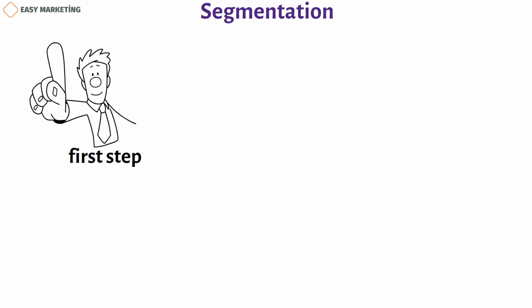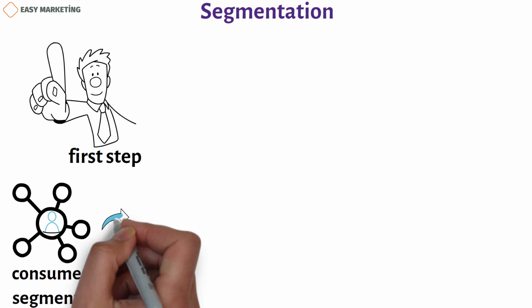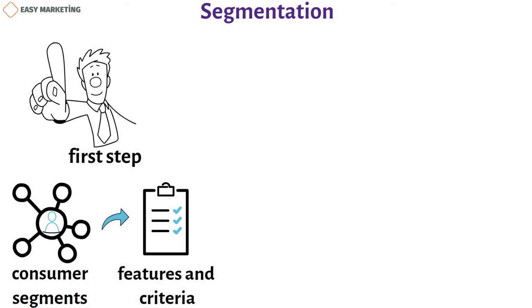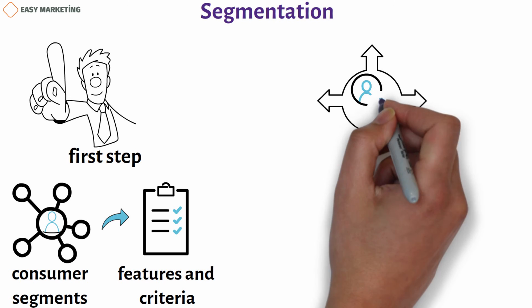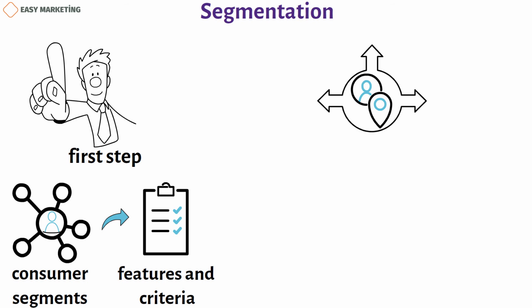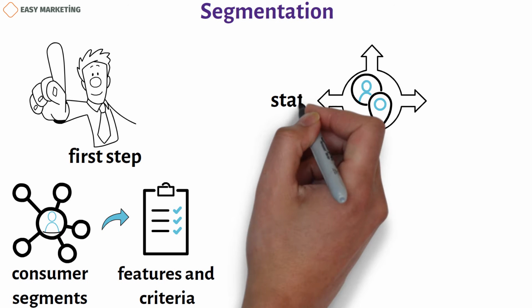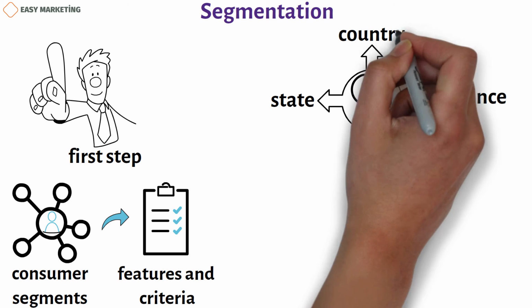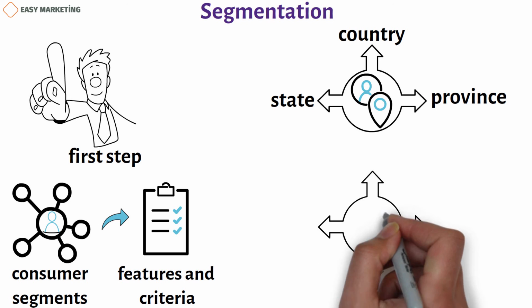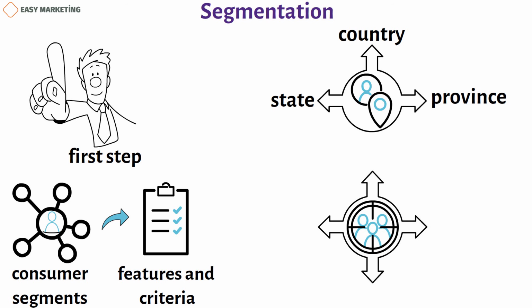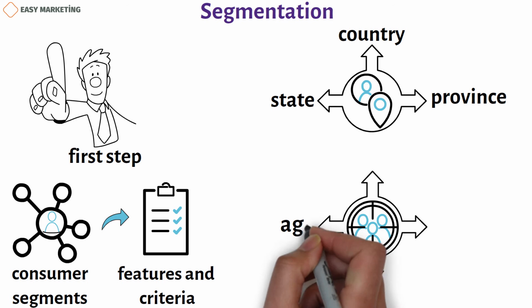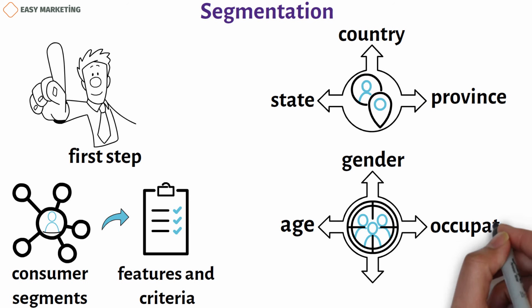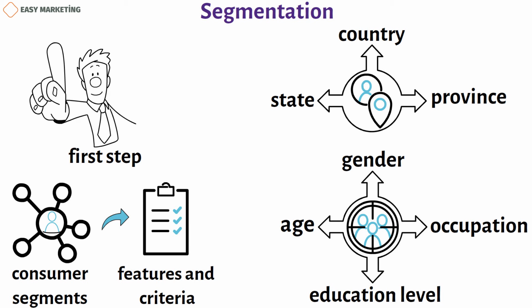Segmentation. The segmentation stage is the first step in the STP marketing model. The main objective here is to develop various consumer segments based on the features and criteria you select. Geographic segmentation is the division of your audience depending on factors like state, province, country, etc. Demographic segmentation is the division of your audience depending on factors such as age, gender, occupation, education level, and so on.